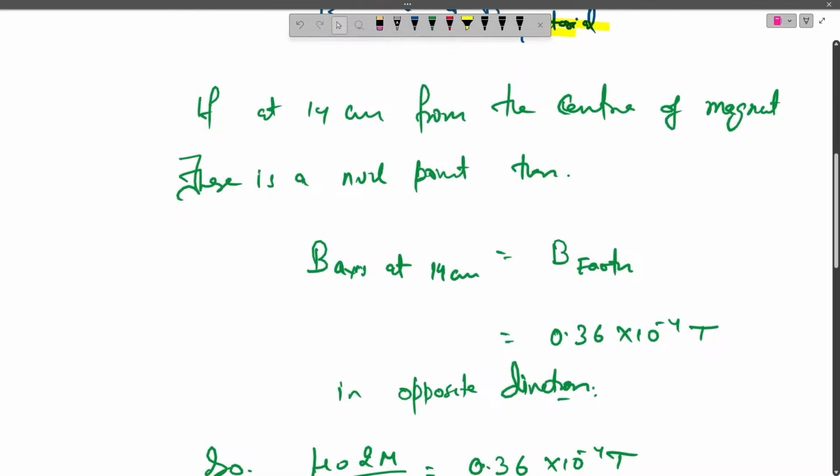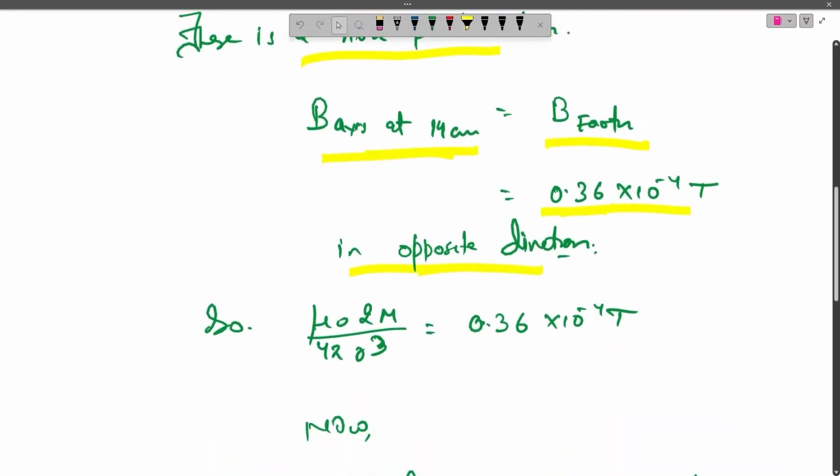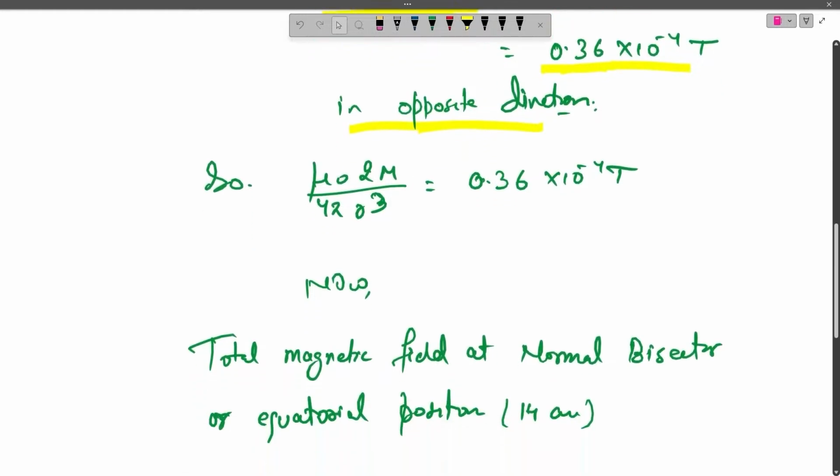If at 14 cm from the center of the magnet there is a null point, then B at axis at 14 cm must be equal to B at Earth, as we said, and that will be equal to 0.36 into 10 to the power minus 4 Tesla in opposite direction from that of the Earth's magnetic field. So we will get this expression, that is mu naught 2m by 4 pi r cube would be equal to 0.36 into 10 to the power minus 4 Tesla.